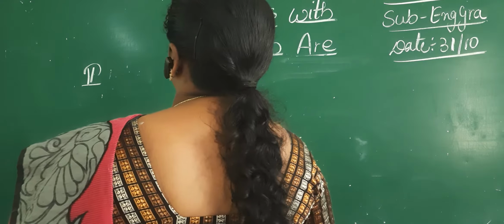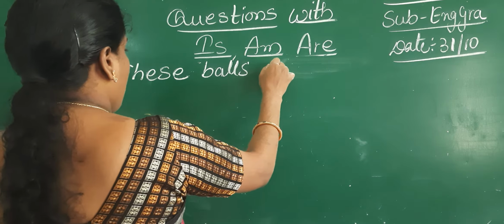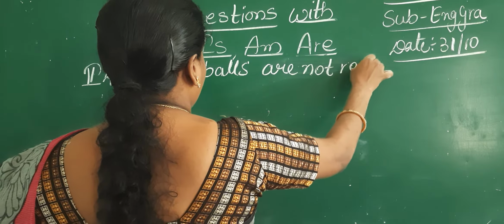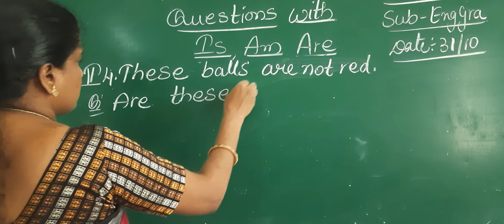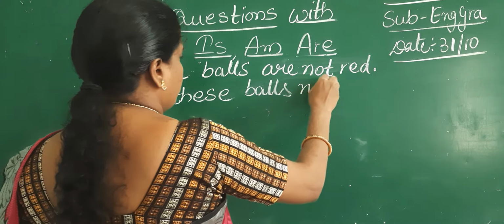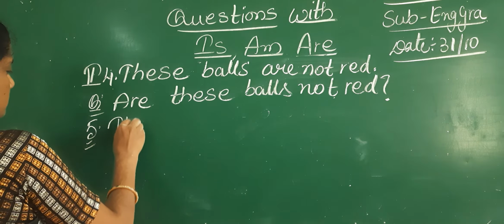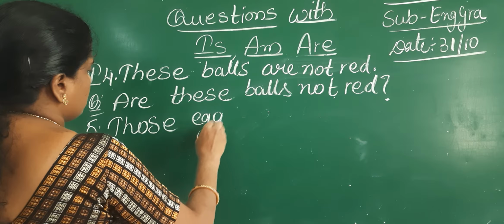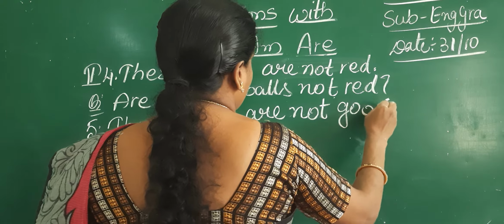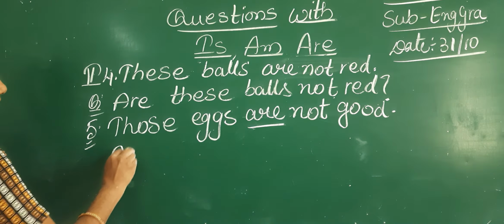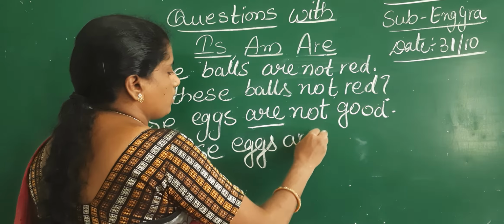What is our fourth one? These balls are not red. We can write the question form, are these balls not red? Okay. Now coming to the fifth one, those eggs are not good. Here again, are those eggs good?